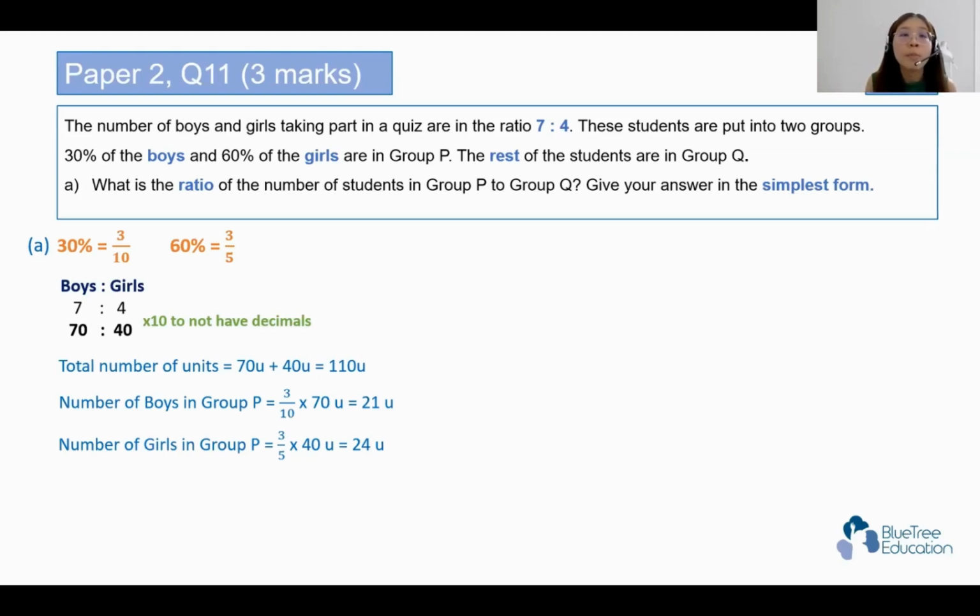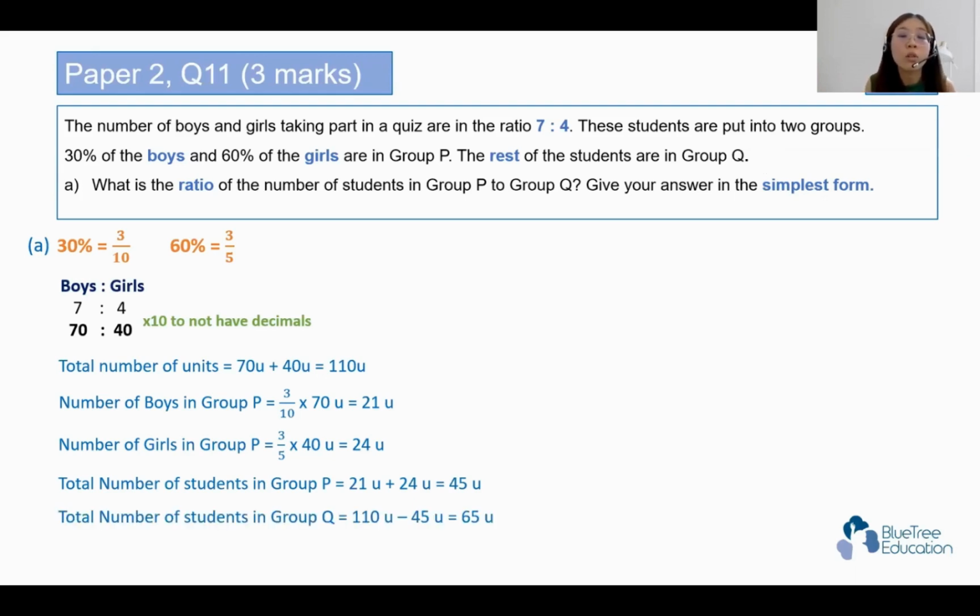So now, part A, they're asking you to find the ratio of students in P to Q. Can we first find how many students are there in group P first? So boys plus girls. So we will take 21 plus 24. That will give us 45 units. And since the total number of units is 110, and the question says that the rest of the students are in Q, 45 units are in P, so how many are there in Q? So you will take 110 units minus 45 units. That will give you 65 units in Q.